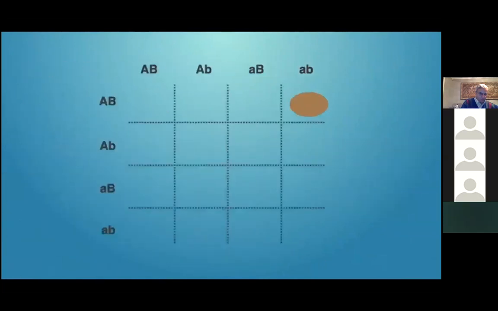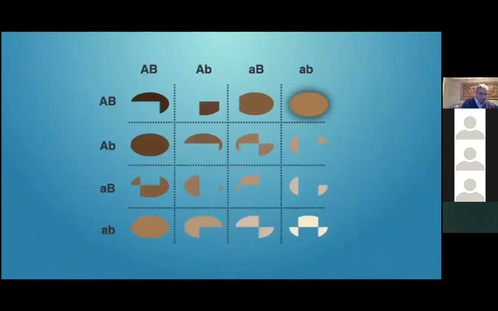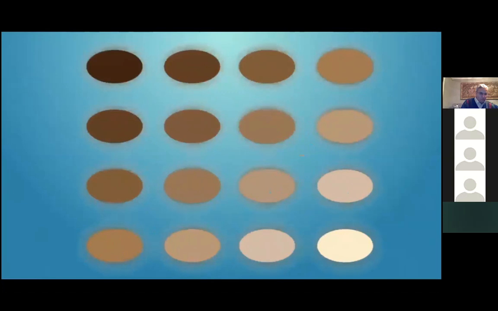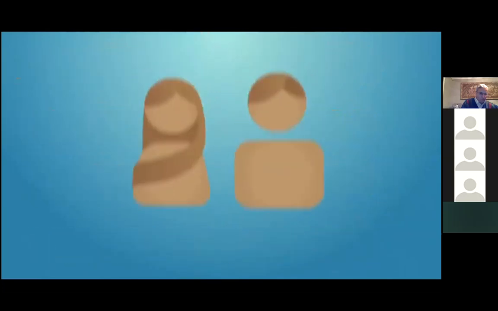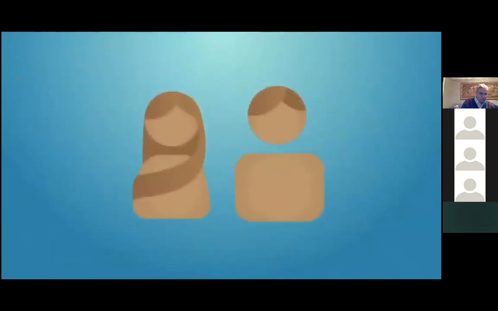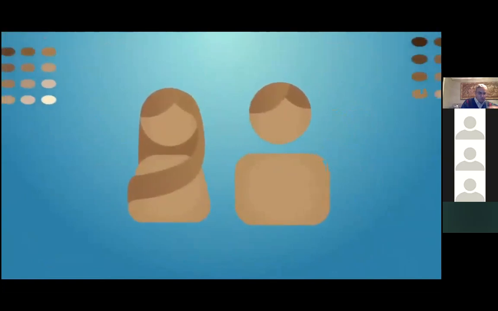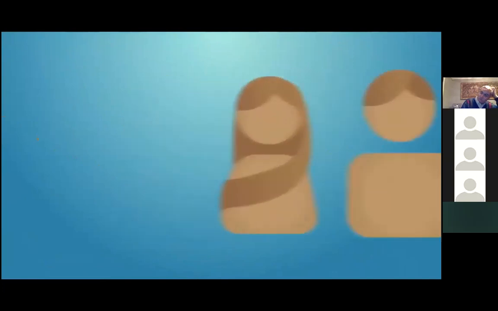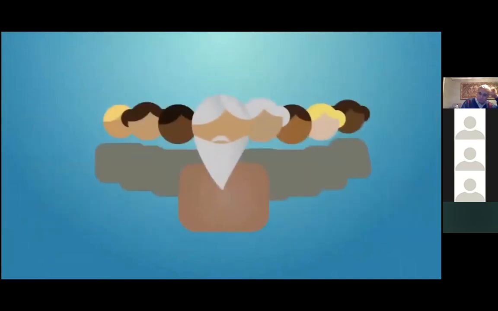Not only that, but if each parent is A, capital B, little b, the combinations that could be produced in their children could result in a very wide range of skin shades in just one generation. So, since Adam and Eve were the first people ever, it makes sense to conclude that God placed in them a combination of genes that could produce all different shades of skin we see. Those same combinations would be present in Noah and the seven other people who boarded the ark.